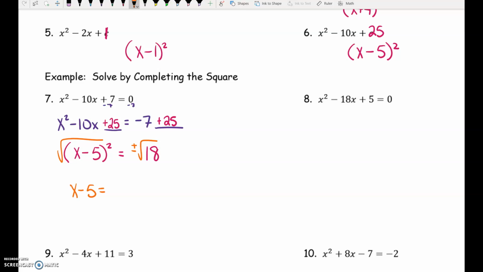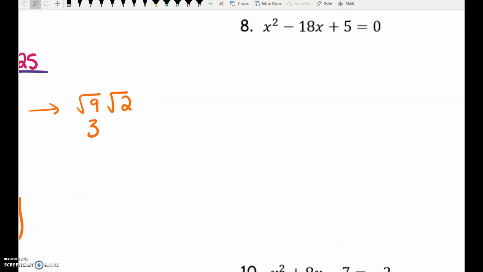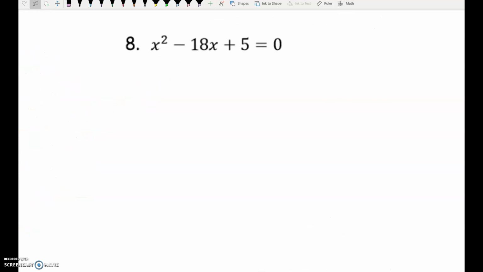Square root of 18. How can we split up the square root of 18? 9 and 2. So it is 3 times the square root of 2. Add 5 to both sides to get 5 plus minus 3 times the square root of 2.